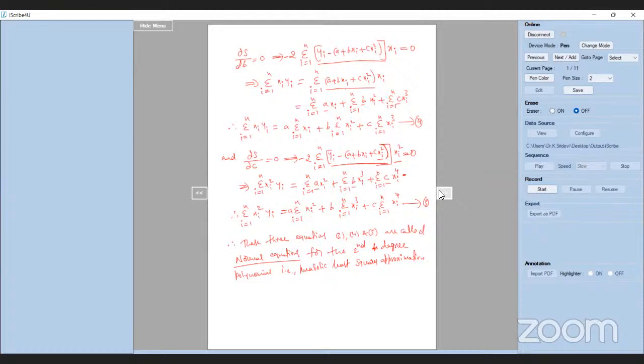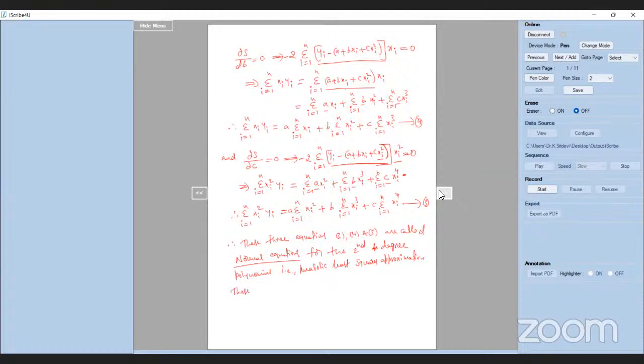After getting the values of a, b, and c, all these values are substituted in equation 1, that is y equal to a plus bx plus cx². After that we will call it the required second degree polynomial, or required parabolic least squares approximation.